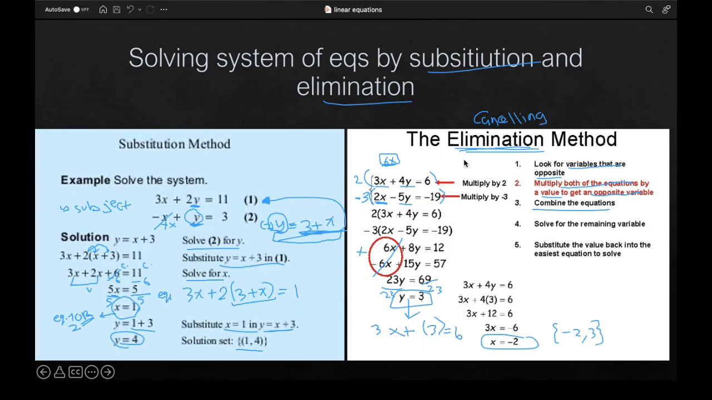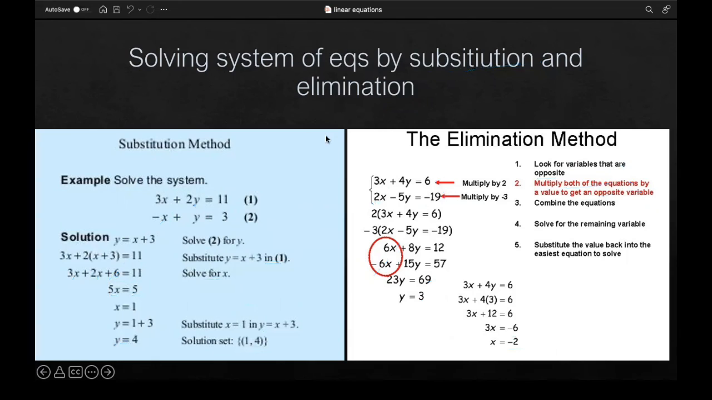This is how you solve by elimination. So elimination is all about canceling out a variable. Canceling one variable. Substitution, there is no cancellation. You make one variable the subject in one of the equations, and you substitute this definition of this variable in the other equation. Simple, right? I hope you got everything.